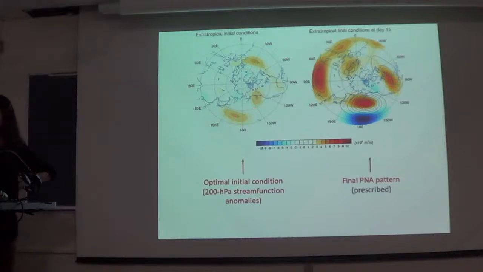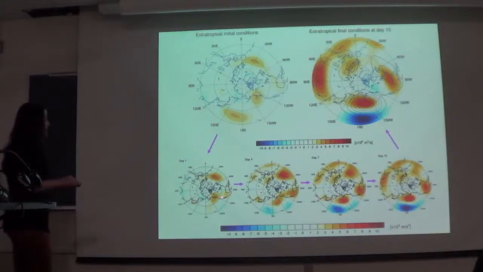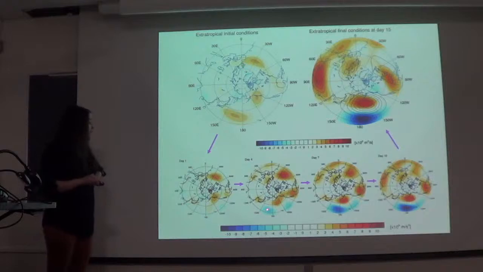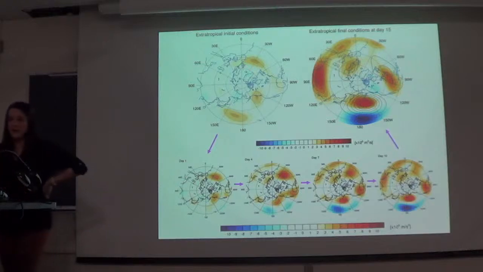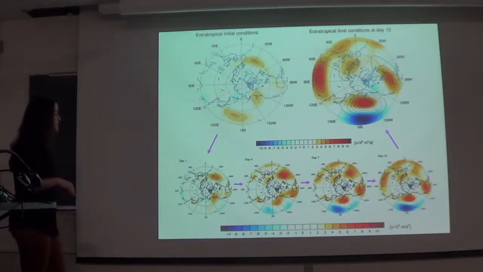We can look at the time evolution of this to see how this initial condition gets us to that final P&A pattern. So this is day 0, the initial condition. During day 1, you can see this anticyclonic anomaly in the Northeast Pacific that over time retrogrades to become part of our final P&A pattern. We also see a cyclonic anomaly that develops in the subtropical Pacific that becomes part of our P&A pattern. Right, so we can see this kind of evolution of how exactly this became this.